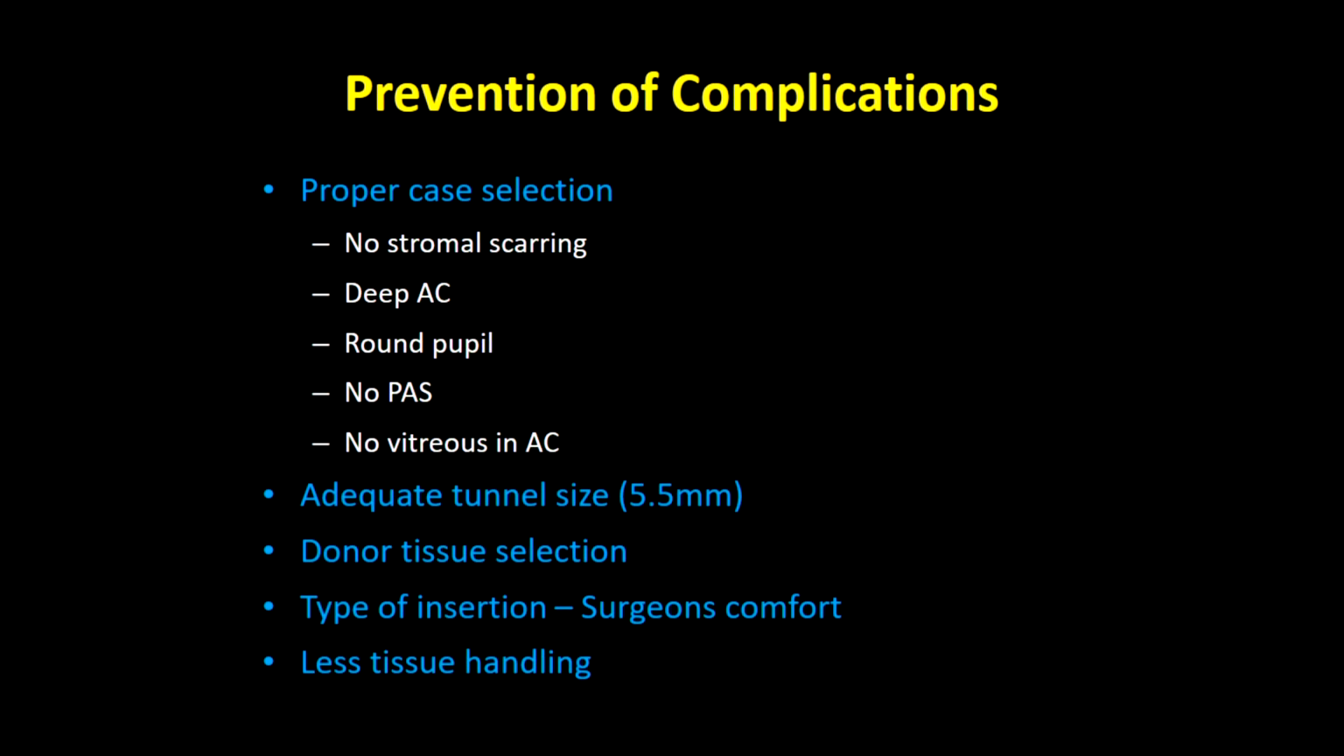So how do you prevent this? Please select cases with no stromal scarring to begin with. Deep AC should be the criterion. Round pupil, no synechiae, no vitreous in AC. Adequate tunnel size, at least 5.5 millimeters. Regarding donor tissue selection, there is now no dearth of donor tissue, so to start with you should select tissue with at least 2,700 or 3,000 cells. Surgeon choice is always important for the type of insertion. Whichever you are comfortable with, please do it.